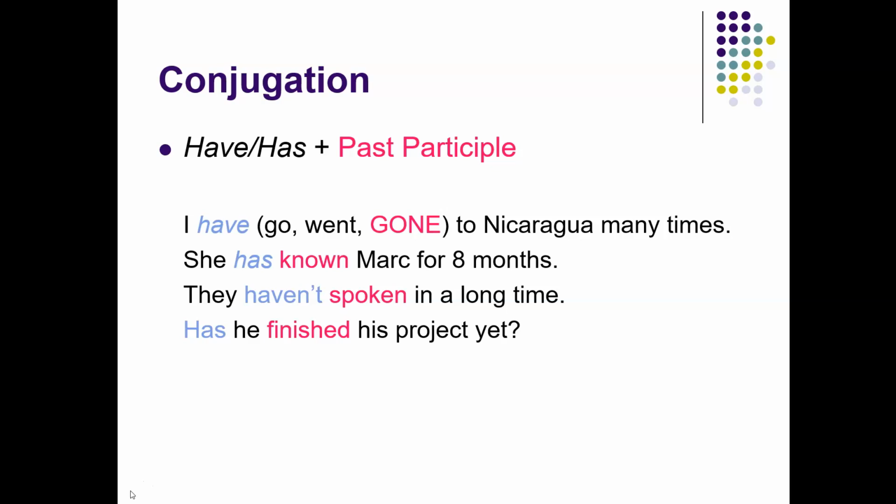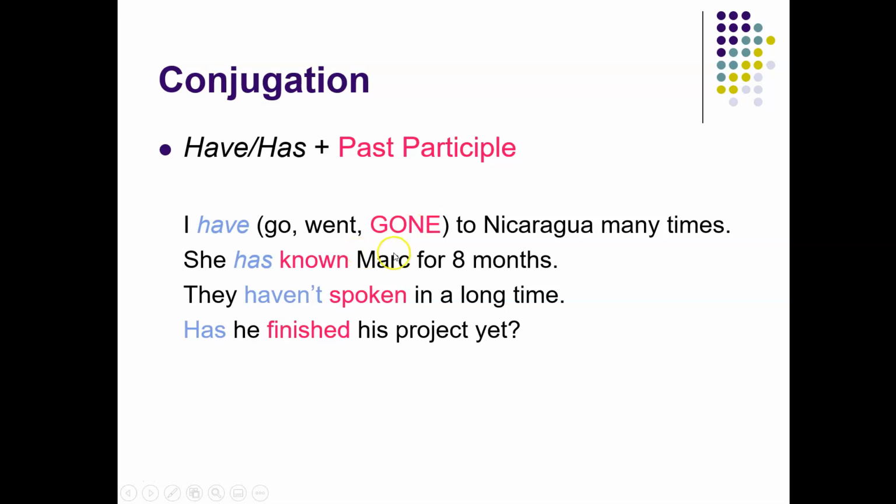So to conjugate it, my auxiliary is going to be have or has in the present, and my verb is in the past participle form. So the past participle is that third column of verbs. I have gone to Nicaragua many times. Go is the base form. Went is the simple past because this is an irregular verb, and so gone is that third column of verbs.